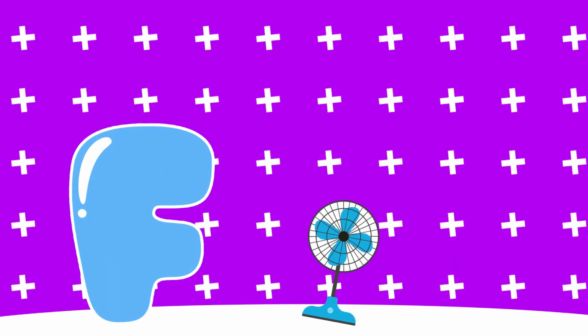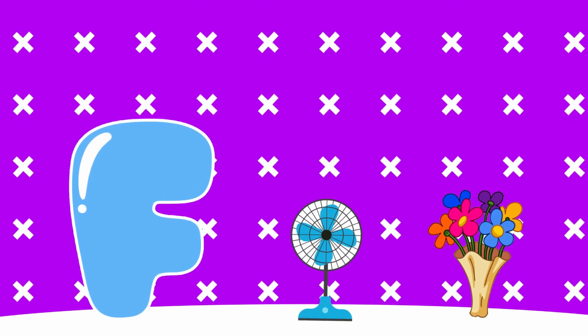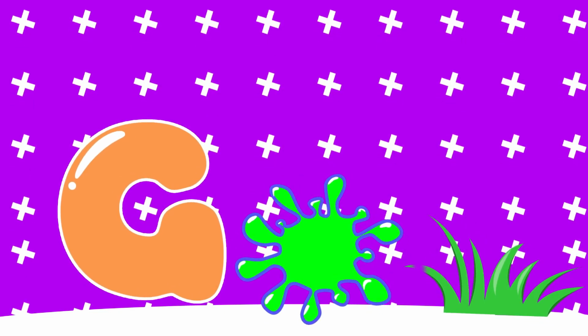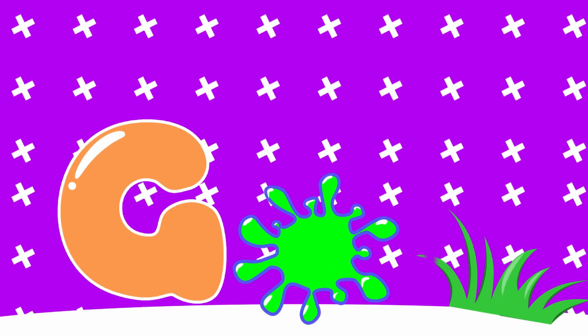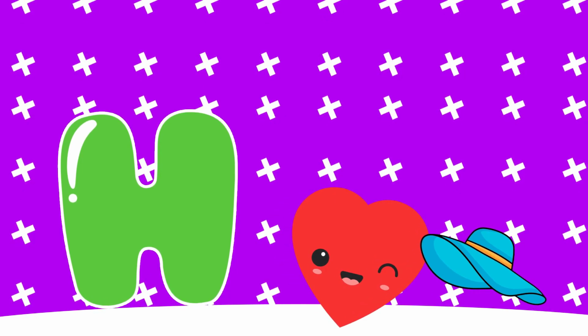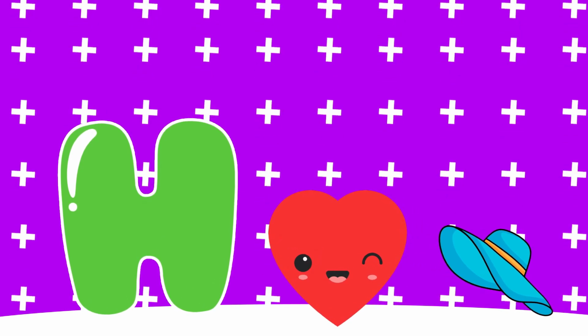F is for fan. F is for flower. G is for green. G is for grass. H is for heart. H is for hat.